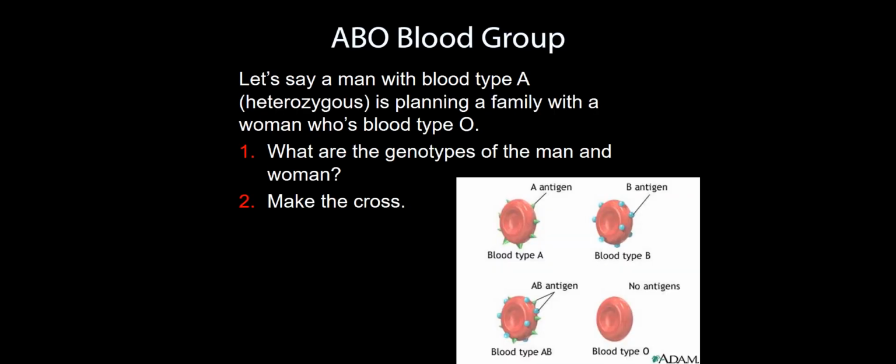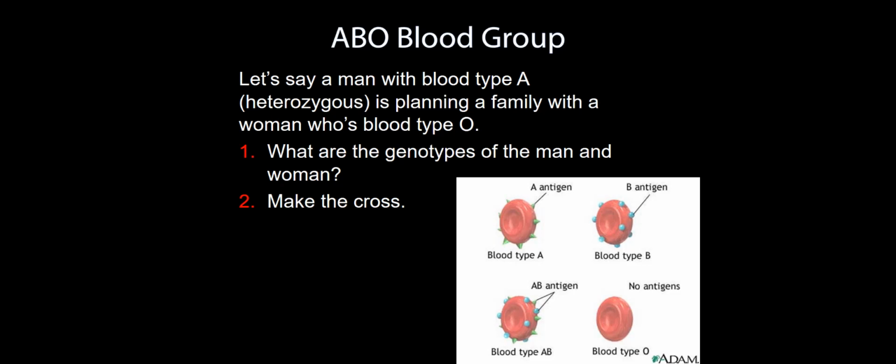All right, so here, let's do a problem. I'm going to make you do this. Let's say a man with blood type A is planning on having a family with a woman whose blood type is O. And he's blood type A, heterozygous. I want you to think about what that means. What does it mean by having A-type blood but is heterozygous? What are the genotypes of the man and the woman? And then go ahead and do the cross. Pause the video and try to work through this, and I'll give you a couple seconds.